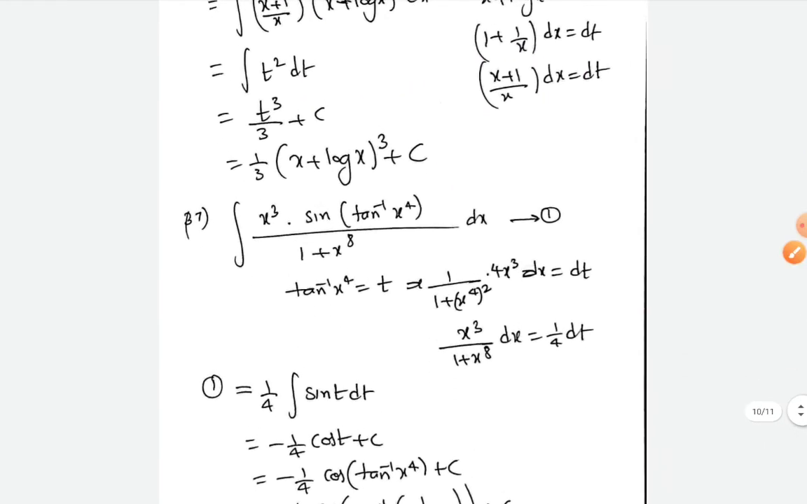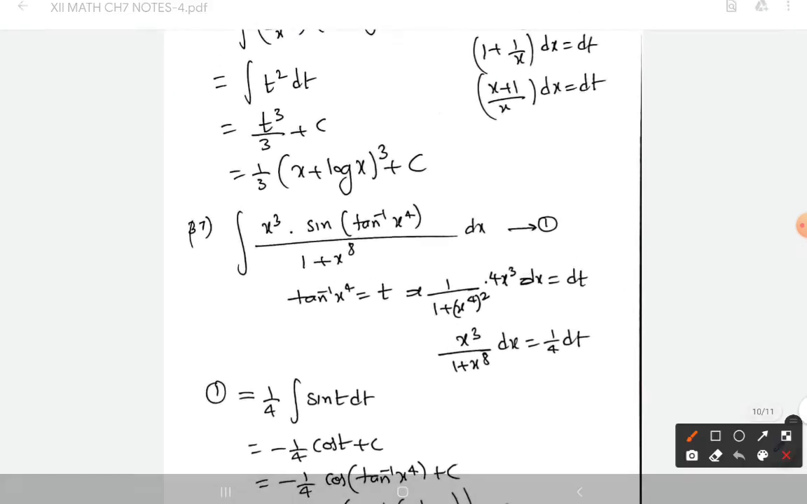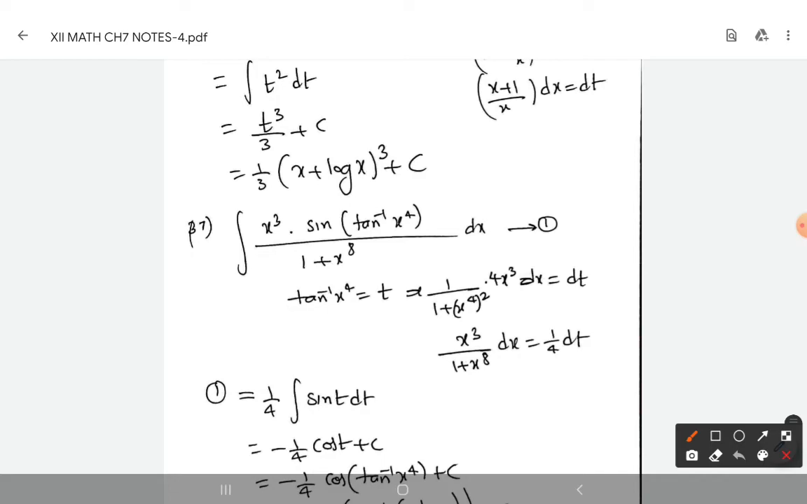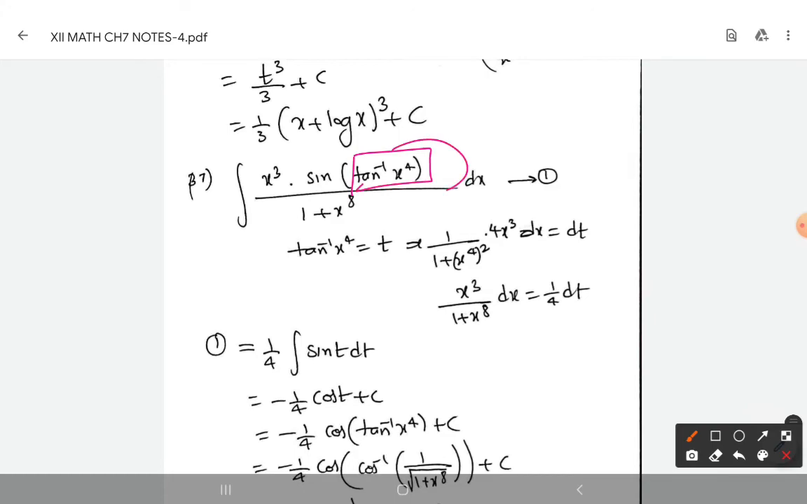The 37th looks like a very big question, but it is a very easy question. It's a 2 marks or a 1 mark question only. So tan inverse x power 4 mostly looks complex. So take tan inverse x power 4 as t. Differentiate on both sides, which is 1 by (1 plus x power 4) whole square into 4x cube, chain rule. Some people forget the chain rule. The derivative of x power 4 must be multiplied, into 4x cube into dx by dt.